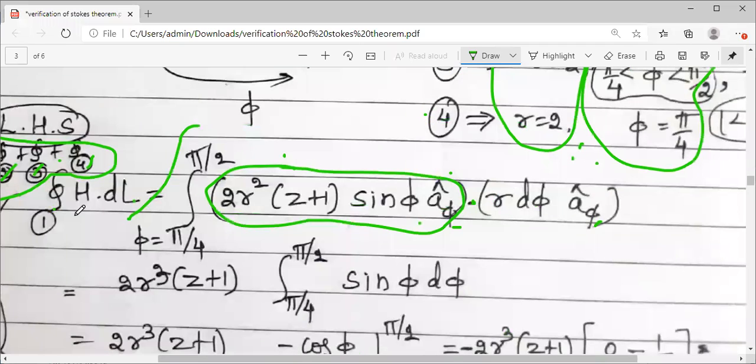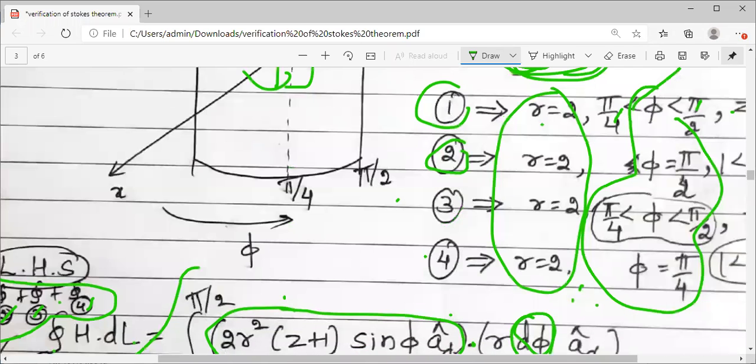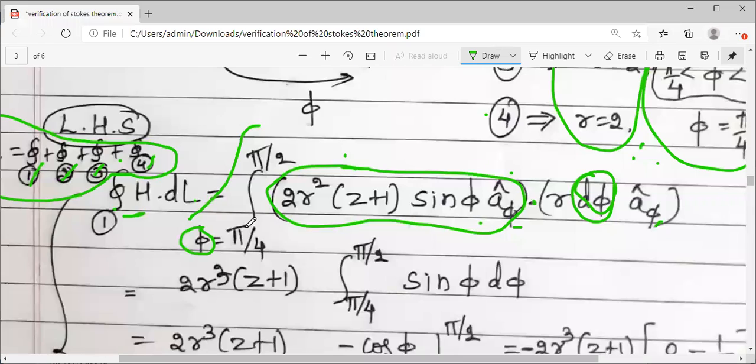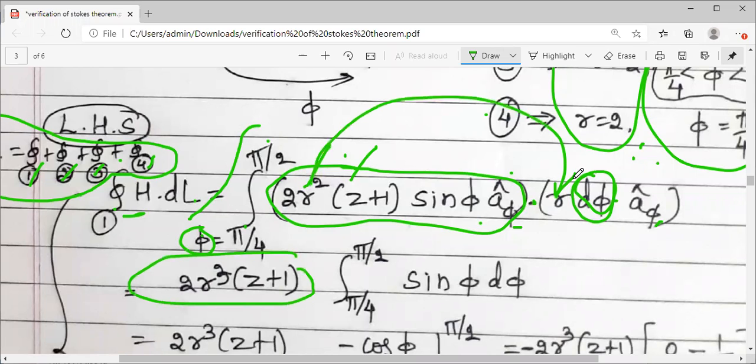Now you can see for the first path, what is the variable? Phi is the variable. You can observe for the first path we have written at one place what the phi range is, pi by 4 to pi by 2. So in short I have written pi by 4 to pi by 2, and phi is the variable. Obviously r and z are considered constants, so I have taken those outside. R square and one more r is there, so it is r cube. You have z plus 1, so all these are outside the integration. You are left with sine phi and d phi.